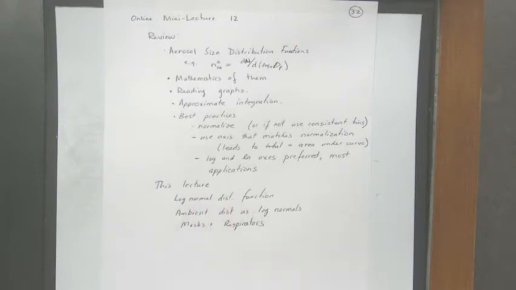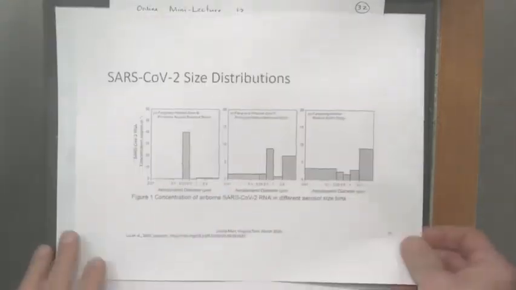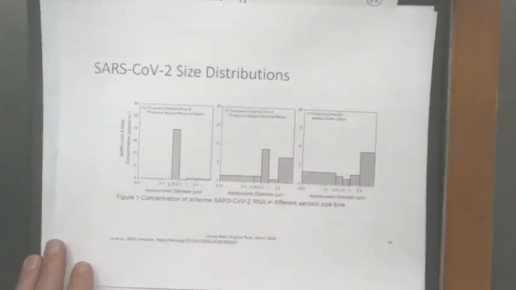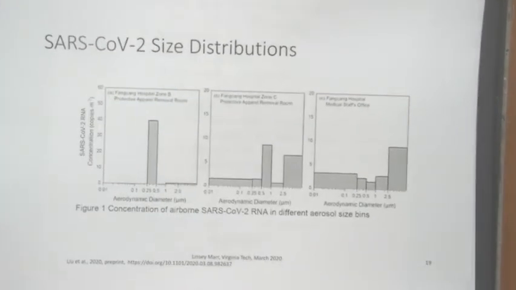Before we get into the log normal distribution function, I wanted to do another example. This is courtesy of Lindsay Marr again. What we have here are some distributions, some histograms. Let's figure out what we've got here. It says concentration of airborne SARS-CoV-2 RNA in different aerosol size bins.